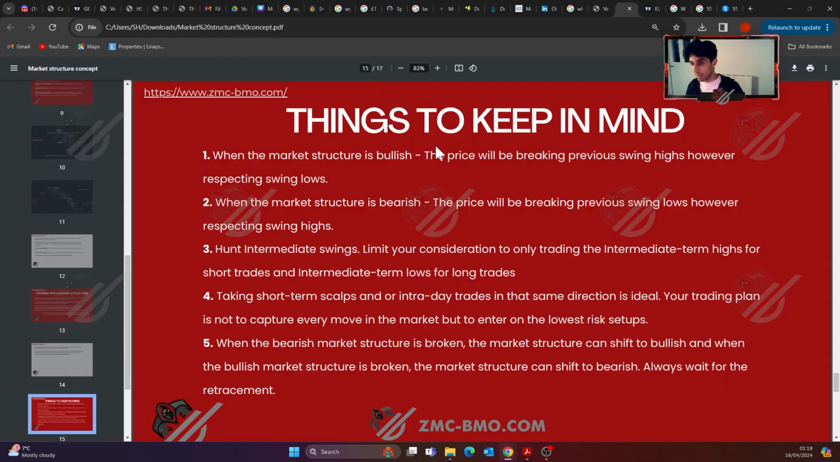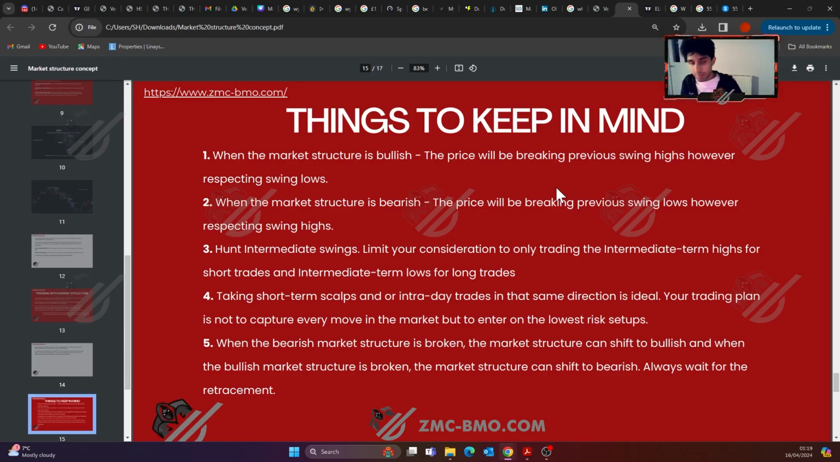When the market structure is bullish, it will keep breaking previous swing highs. When the market structure is bearish, it will break previous swing lows. Hunt intermediate swings. Limit your consideration to only trading the intermediate-term highs for short trades and intermediate-term lows for long trades. And we'll skip to number 5. When the bearish market structure is broken, the market structure can shift to bullish, and when the bullish market structure is broken, the market structure can shift to bearish.